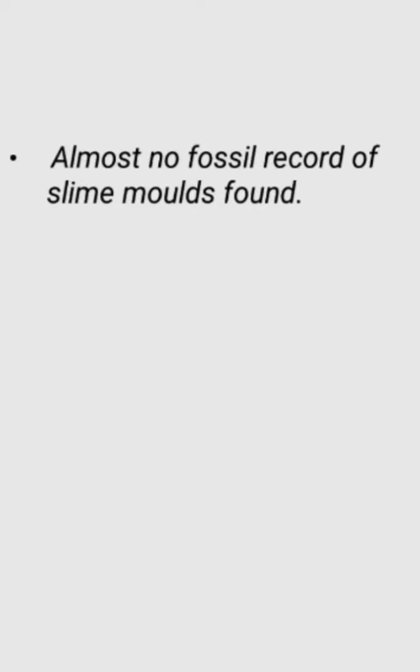So I hope you have understood why these organisms are called slime molds, because of their slimy appearance. What is the kind of habitat they are found in? They are found on dead decaying plant material. What is the kind of nutrition they have? They are saprophytic organisms, that is, they feed on dead decaying plant material. And how do they survive under favorable conditions or in unfavorable conditions?